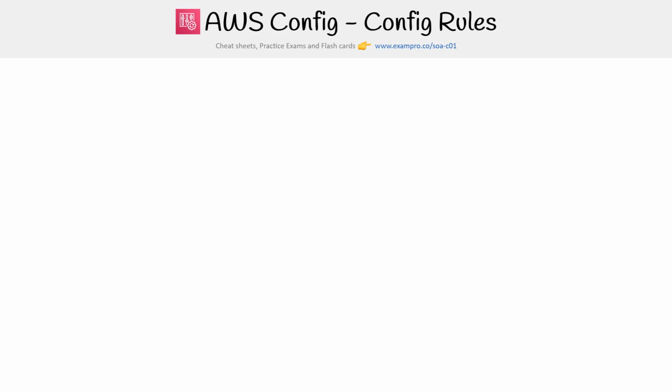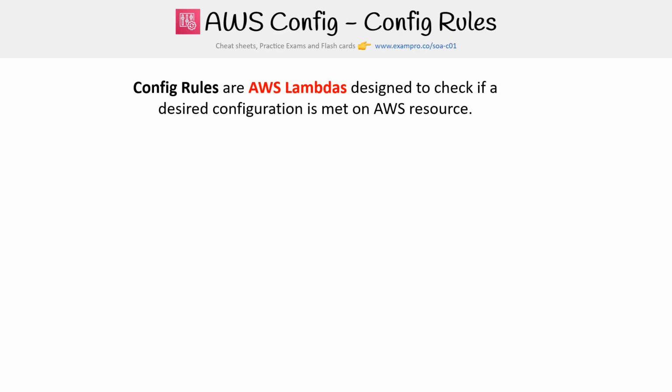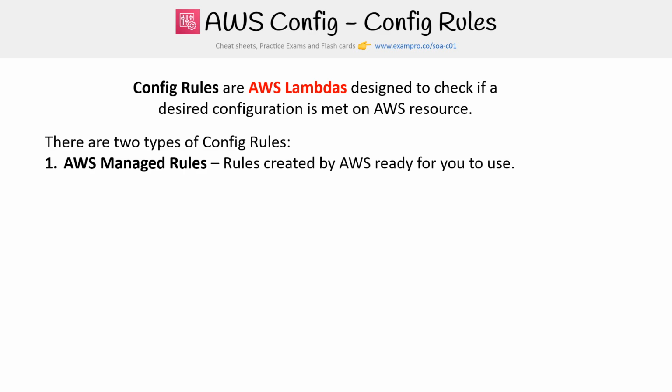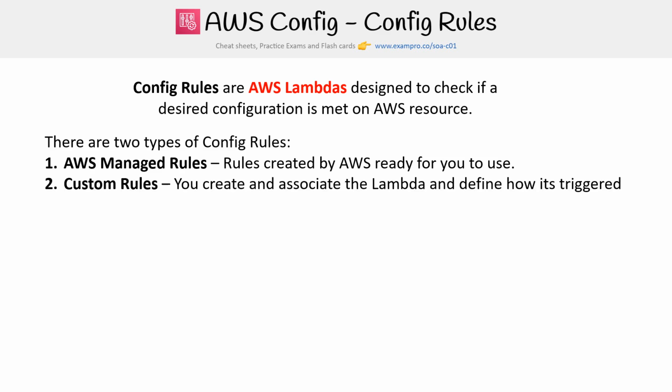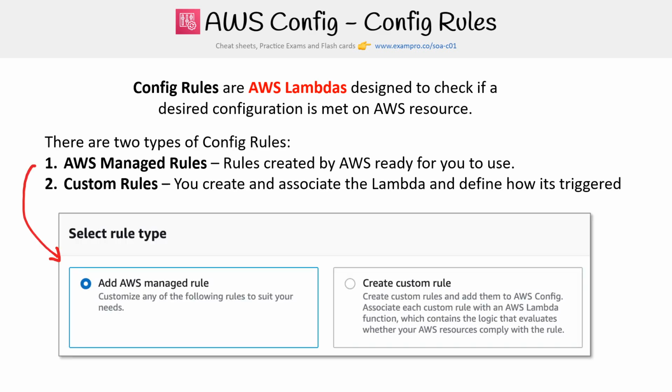So now let's take a look at the most important component of AWS Config, which are config rules. And config rules are just AWS Lambdas designed to check if a desired configuration is met on an AWS resource. And there are two types of configuration rules. We have AWS managed rules, and these rules are created by AWS. So you just choose one that you want. And you have custom rules. So you can create and associate a Lambda and define how you want it to trigger. And so here are the two options there: AWS managed rules and create custom rules, and we're going to look at both of them in the next slides.